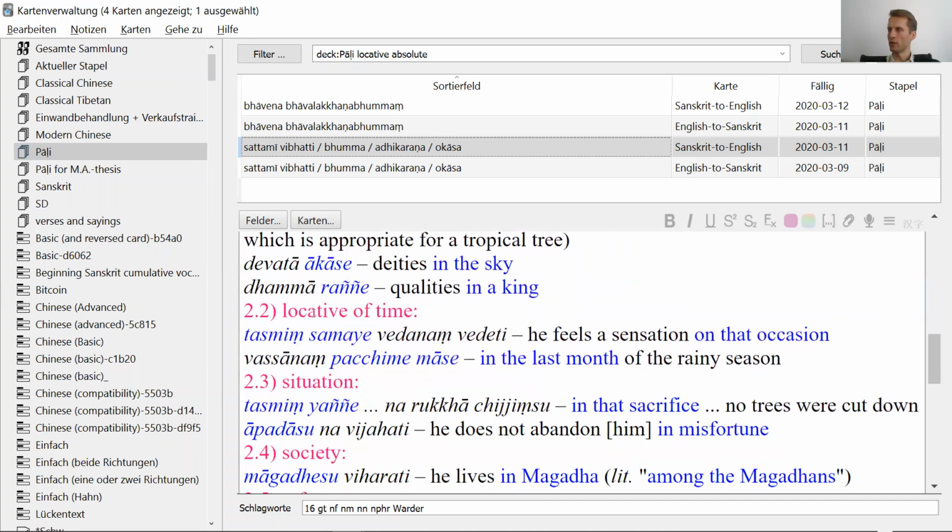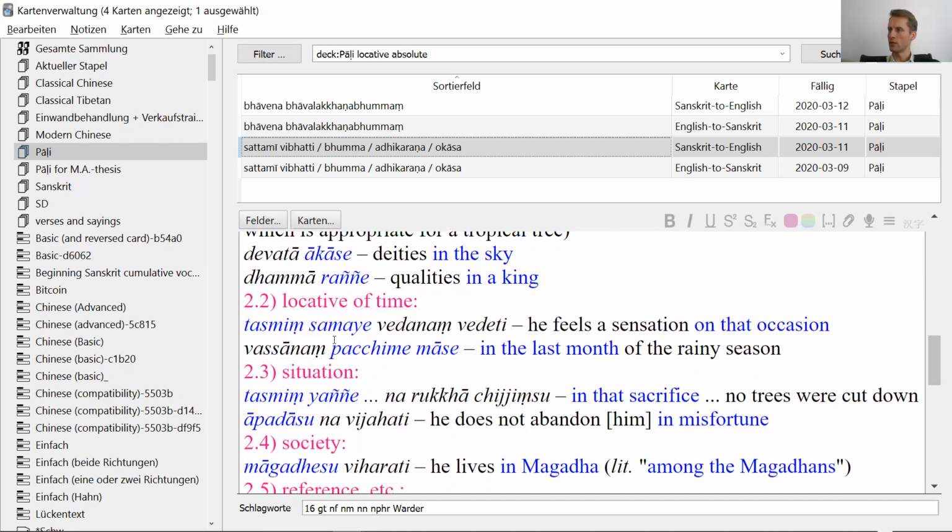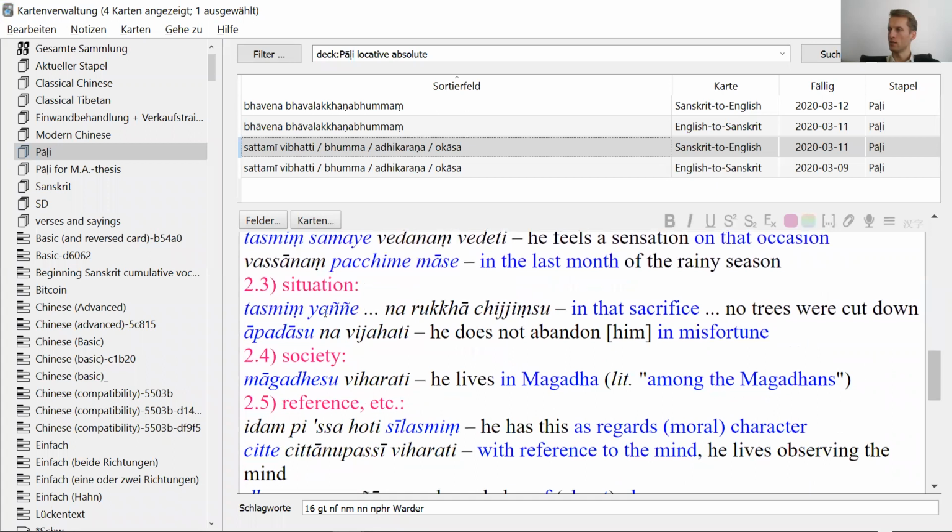More figuratively or metaphorically speaking. Locative of time: tasmim samaye vedanam vedeti, he feels a sensation on that occasion. Vassanam pacchime mase, in the last month of the rainy season. Situation: tasmim yanne na rukkha chijjimsu, in that sacrifice no trees were cut down. Apadasu na vijahati, he does not abandon him in misfortune.